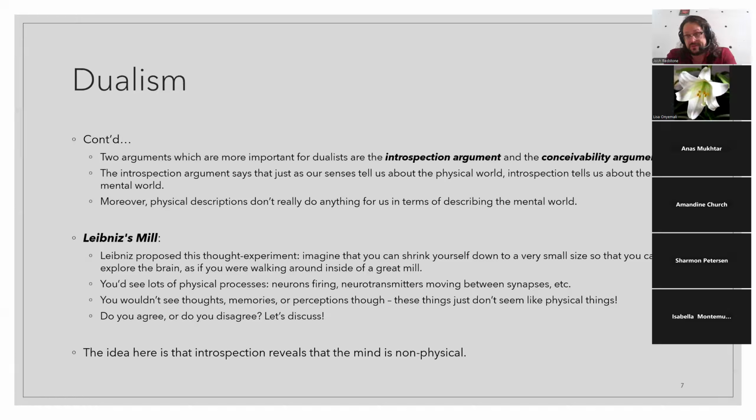You'd see a lot of physical things happening. You'd see the neurons firing. You'd see neurotransmitters flowing between the synapses. You'd observe changes in electrical potential in the synapses, but you wouldn't see thoughts. You wouldn't see perceptions. You wouldn't see memories. You wouldn't see any of those mental things. They just don't seem like physical things. So the idea behind Leibniz's mill is that introspection reveals the mind is non-physical. That's the idea. But what do you think?